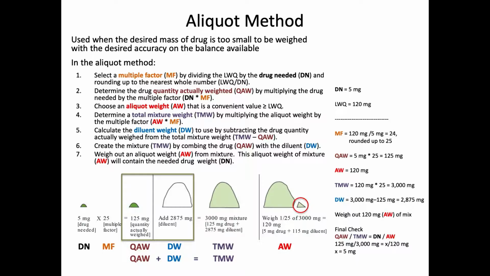Now, the next thing we're going to determine is the total mixture weight. Remember, the total mixture weight is the combination of my active drug and some diluent, that white powder in the previous picture I showed you. The total mixture is determined by taking the aliquot weight, which is why we had to assign that. We've assigned the aliquot weight to 120 milligrams, times the multiplication factor. It's the same multiplication factor, the same value. So now, instead of the drug needed times the multiplication factor, the total mixture weight uses the aliquot weight of 120 milligrams in this example times the multiplication factor, which we said was 25.